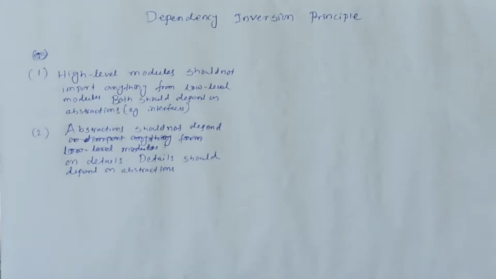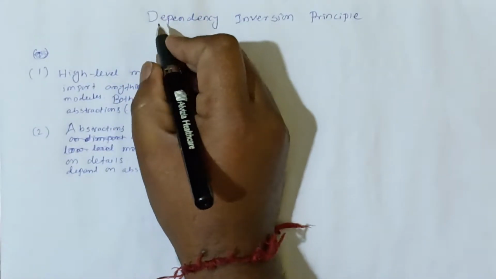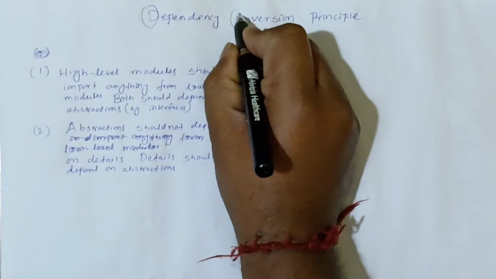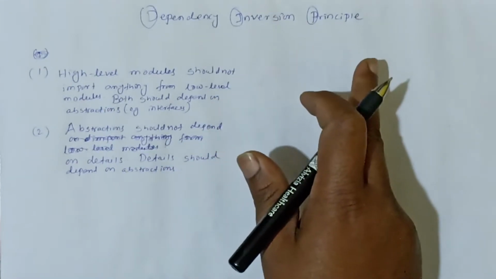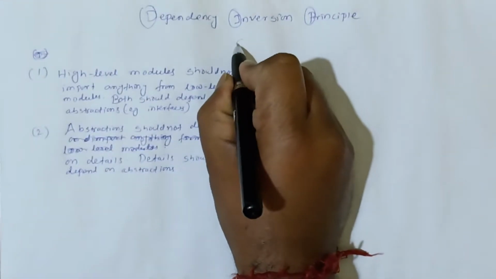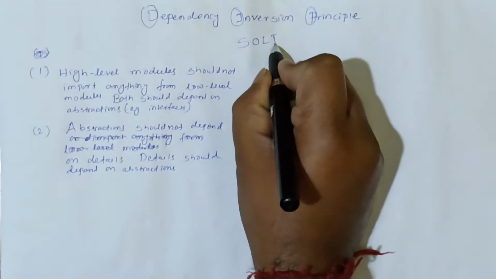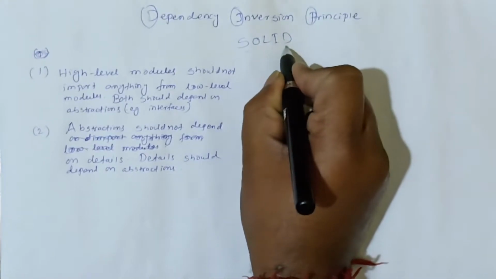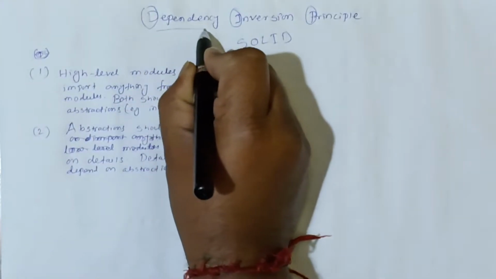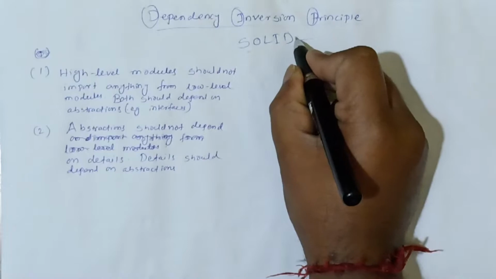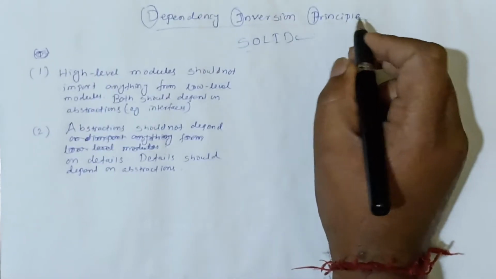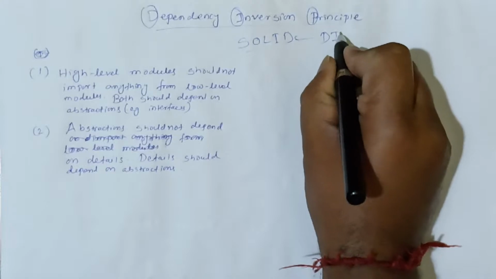In this video, we will learn about the dependency inversion principle, also known as DIP. This is the last principle of SOLID. If you see the SOLID principles, that D stands for the dependency inversion principle, which is also known as DIP.